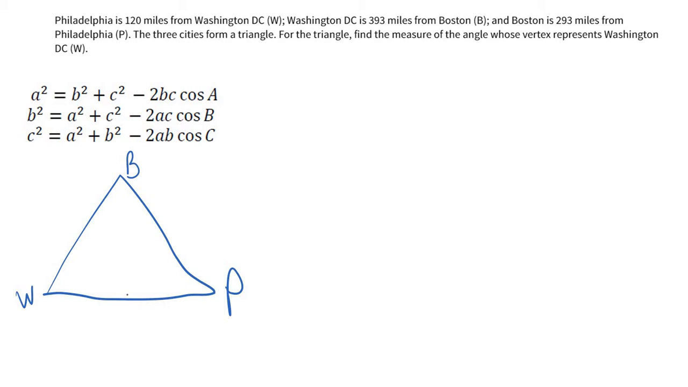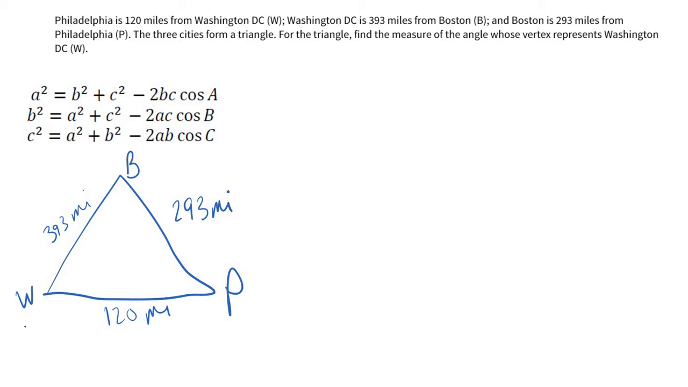So let's see what we know. Philadelphia, 120 miles from Washington. So 120 miles right there. Washington, 393 from Boston, and Boston to Philadelphia, 293. Okay, so there's our triangle. Now we want to find angle W, basically, right? That's what they ask us for Washington.